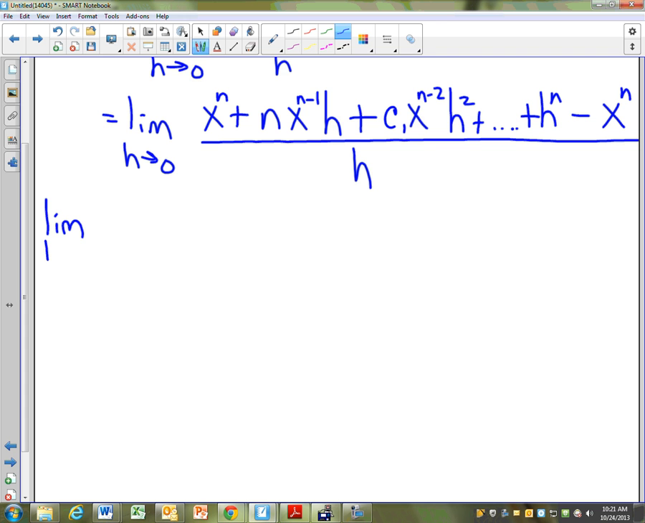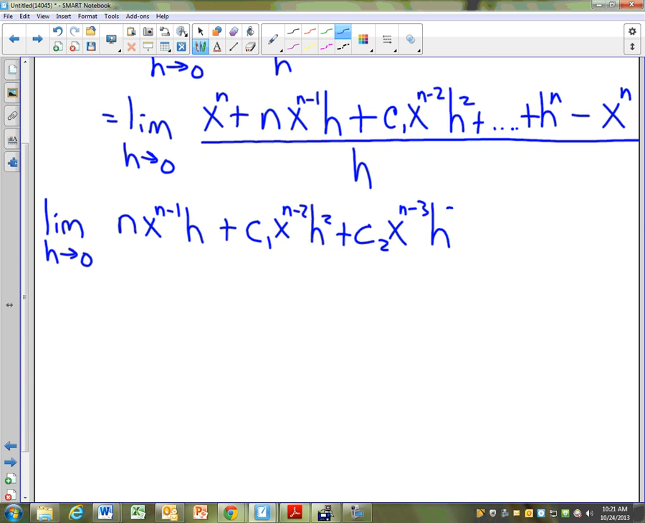That's the limit as h approaches 0 of. Does everybody agree that the x to the n's cancel? We knew that from the beginning. And so what we have is n times x to the n minus 1 times h plus some constant times x to the n minus 2 h squared. I'll even write another constant just for good measure so we all get the point. That's going to carry on until we get to h to the n. So in that step, all that happened was we canceled the x to the n's.